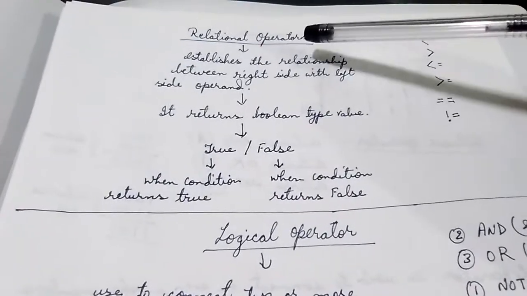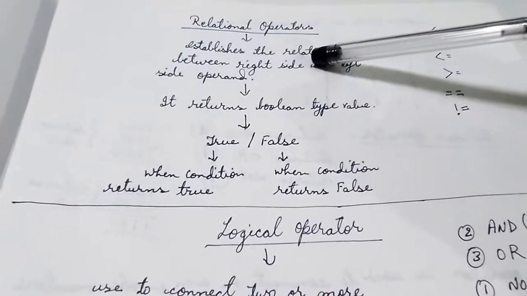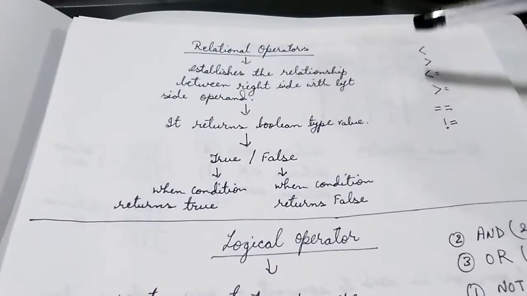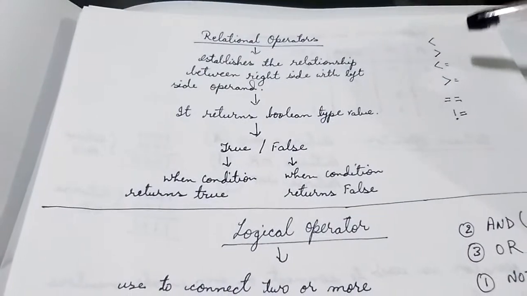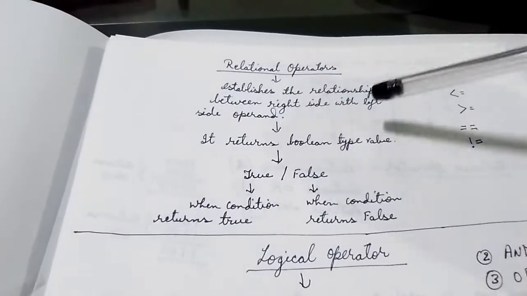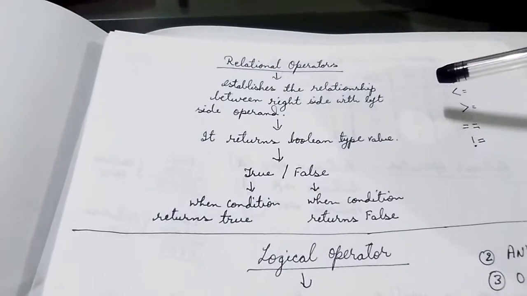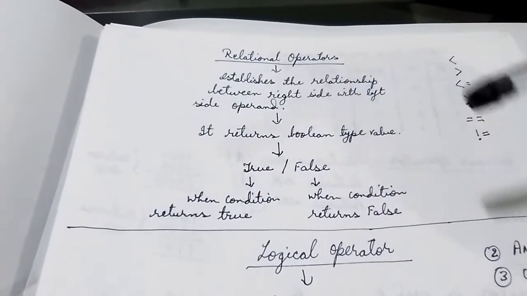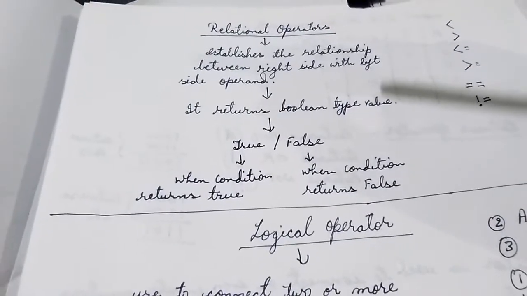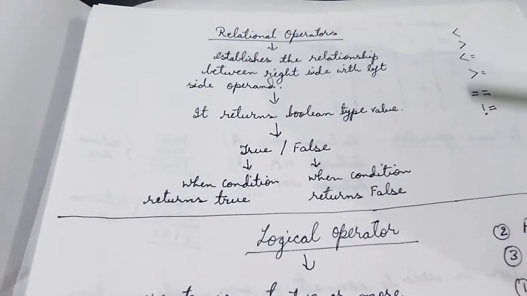Now the relational operator establishes the relationship between the right hand side and left hand side operands. Like if I write A is greater than B or A is less than B. So A and B, the relationships are established by making use of relational operators. Now these relational operators are basically used for condition checking.